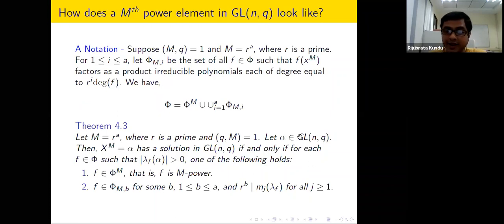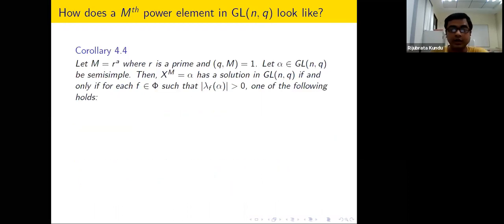If we assume that in fact alpha is semisimple, then what happens? Immediately from this, recall that for f belonging to Φ, if alpha is semisimple, then the partition is just given by all parts being one, right? So this condition remains the same: f is an m-power polynomial, or f belongs to Φ_{m,b} and r^b divides |λ_f|. That's all it is, because it's the sum of ones. So here is the corollary. Let m equal r^a, where r is a prime, and GCD of q and m is equal to 1. Then let alpha belonging to G_n(q) be semisimple.